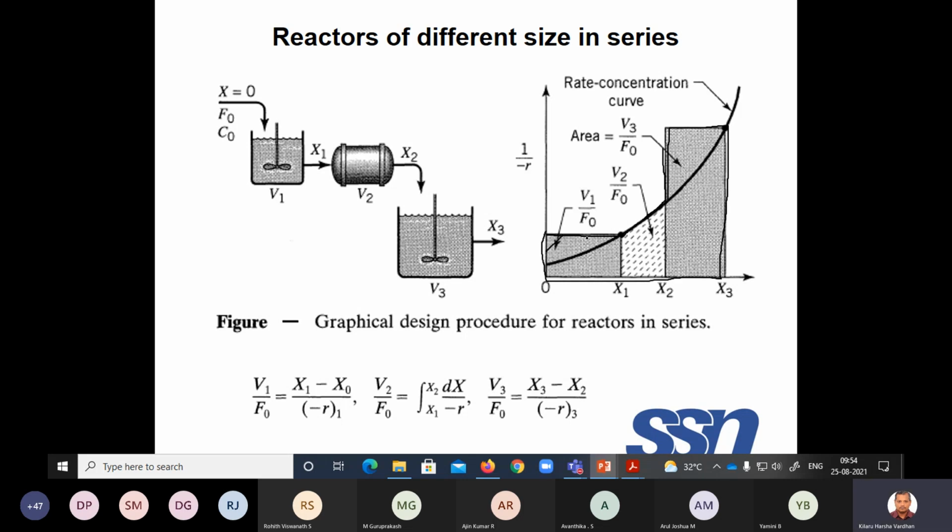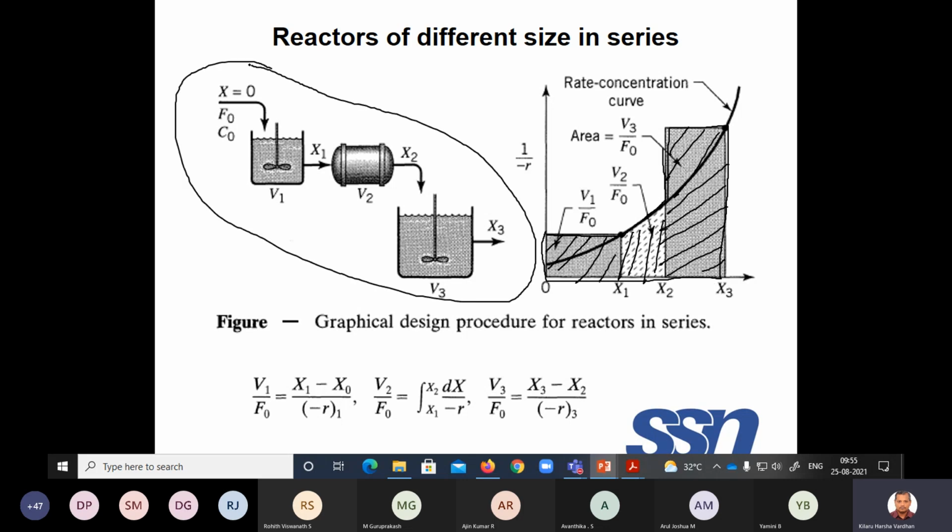Am I right? So this entire area is the area of volume, or volume area. I'm always talking about area. That is nothing but the volume or space time. This entire volume, or the area, is the area required for this particular combination.